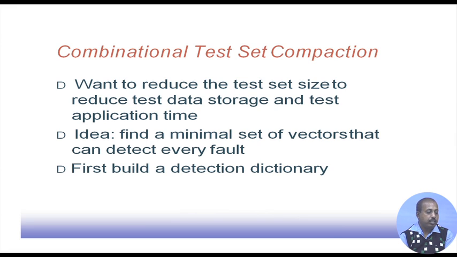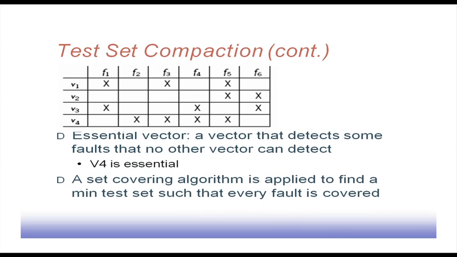Now, for this purpose, how do we proceed? First, we build a detection dictionary. In a detection dictionary, for every pattern we list down the faults that it can detect. Say we have got a situation like this, that an ATPG tool has given you these 4 patterns V1, V2, V3 and V4, and there are faults F1, F2, F3, F4, F5 and F6. So, these are the 6 faults that are there in the circuit. Now, by doing fault simulation, we find that V1 can detect the faults F1, F3 and F5, V2 can detect F5 and F6, V3 can detect F1, F4 and F6, and V4 can detect F2, F3, F4 and F5.